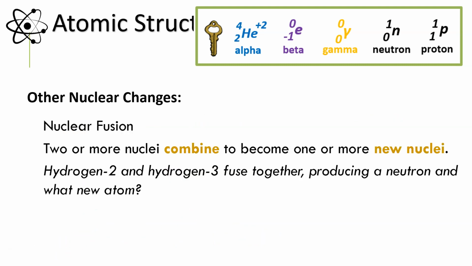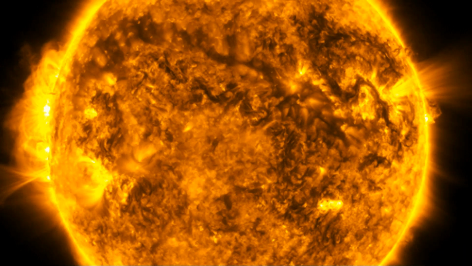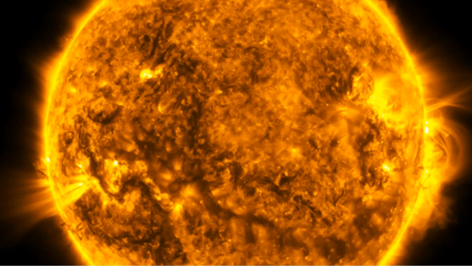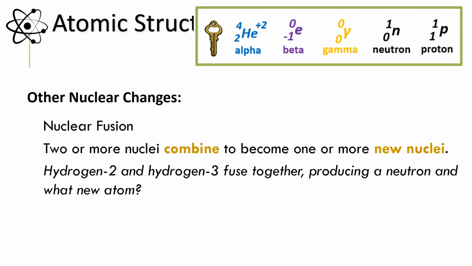We're going to move on and look at some other nuclear changes to learn about what they are, but also practice some more complicated transmutation reactions, starting with nuclear fusion. You've probably heard this word before. This is when 2 or more nuclei combine, or essentially come together to make 1 or more larger new nuclei. This is what happens in the sun, where hydrogen atoms and helium atoms collide together, fusing together, making larger atoms and lots of heat and energy in the process.